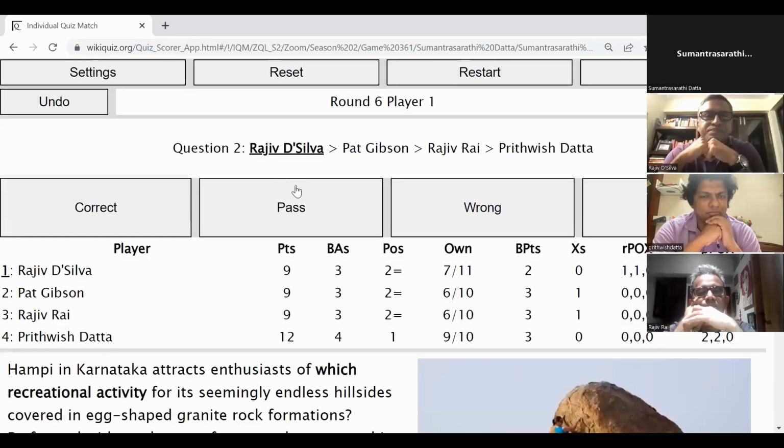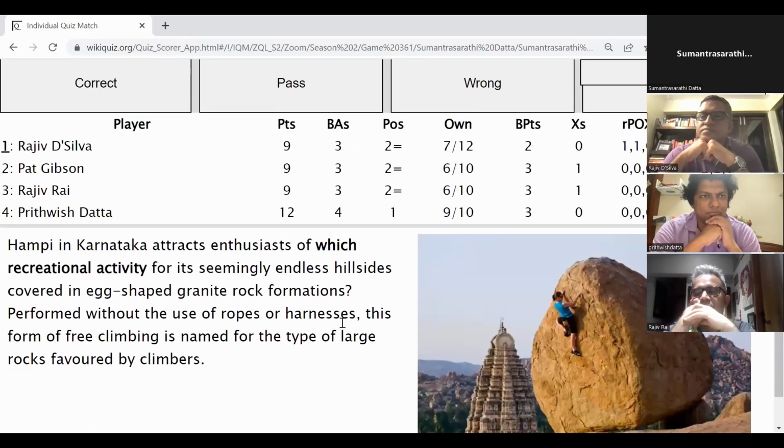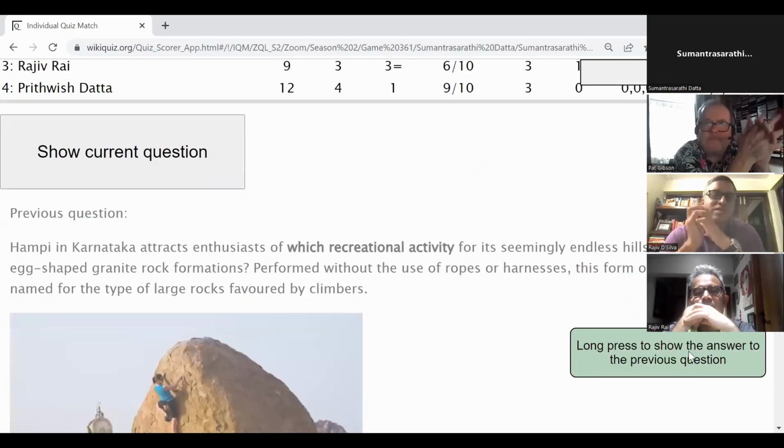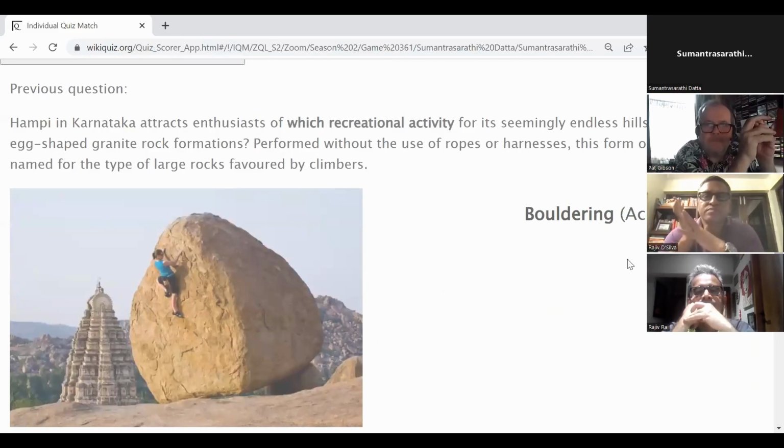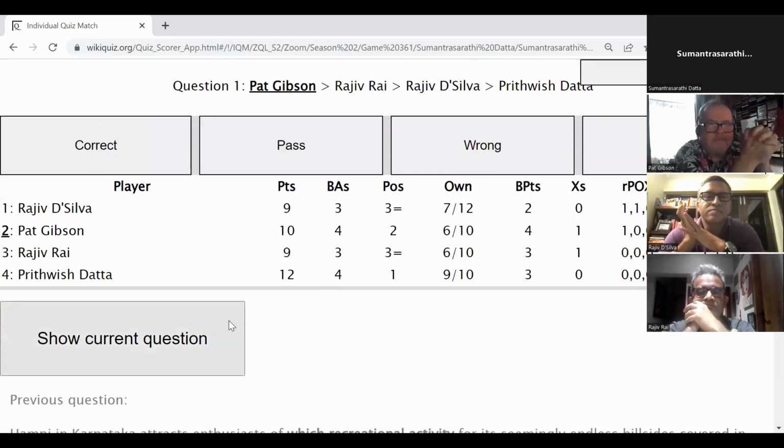Pass. Pass to Pat. Bouldering. Bouldering is indeed correct. That's one in the picture as well. And yeah, Pat's next now.